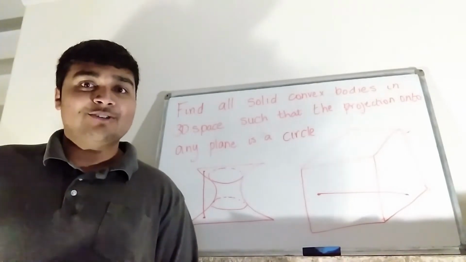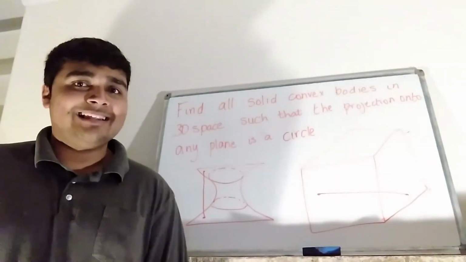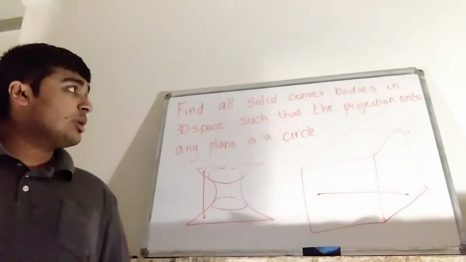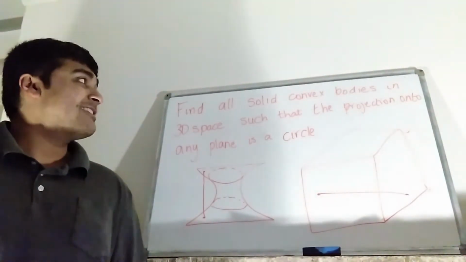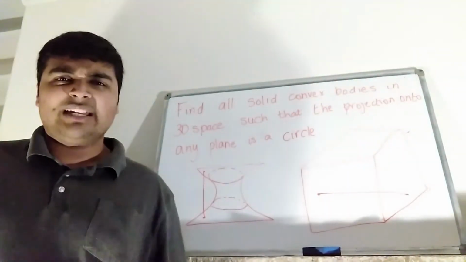Anyway, this is the problem I'm going to be tackling today. We want to be able to find all solid convex bodies in 3D space such that the projection onto any plane is a circle. Okay, so firstly, what's a solid convex body?